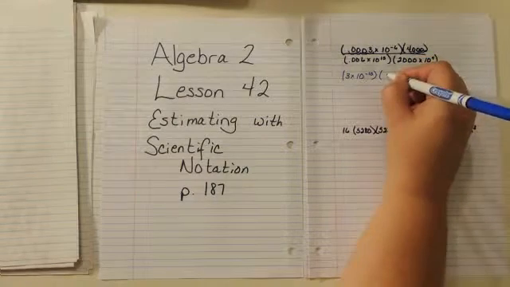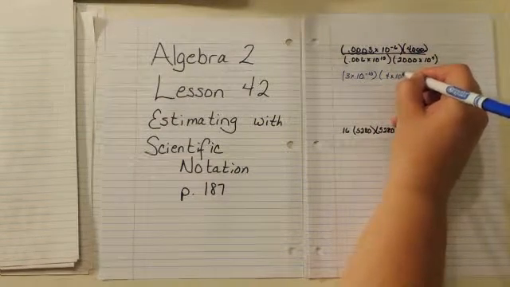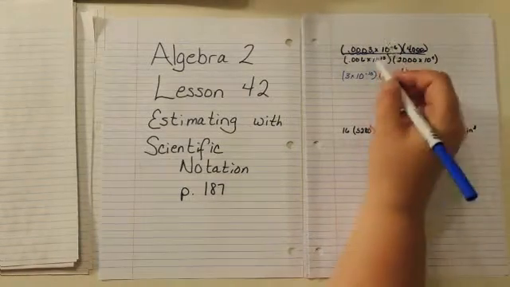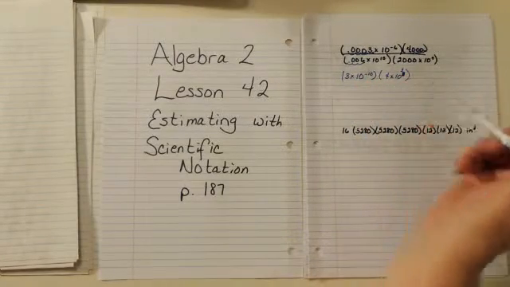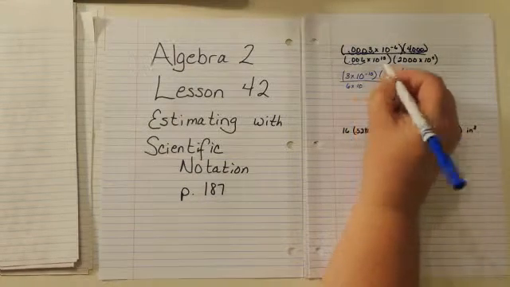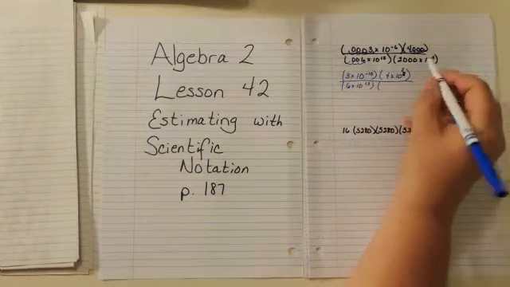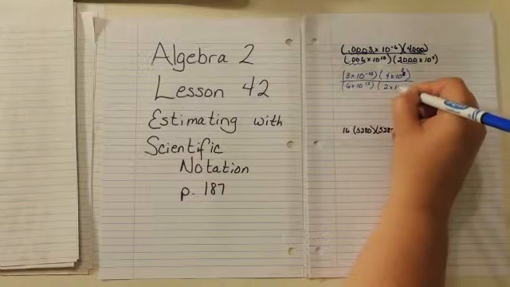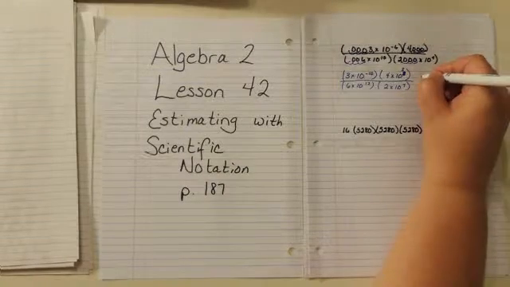This one's being moved 1, 2, 3 places to the left, so this will be 4 times 10 to the third. That's a 3. This one is going to go 1, 2, 3 places to the right. We'll change this to 6 times 10 to the 12th times 1, 2, 3, 2 times 10 to the 7th. Okay, now we can simplify this mess.